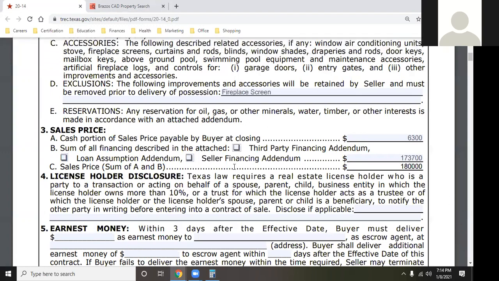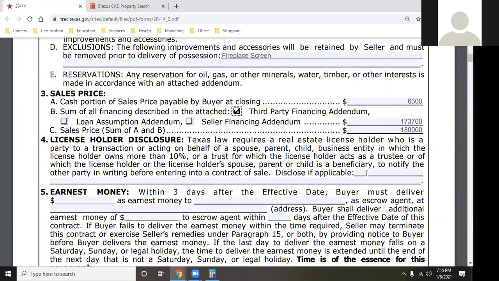Okay. So we have $180,000 there. Now, one thing before we jump to paragraph 3, we have to check the box for third-party financing because he's getting financing. If B was blank, then all of these boxes in here need to stay blank. Does that make sense? If B's blank, there should not be any checks here, and the total amount should be on line A and line C. It's a cash offer.